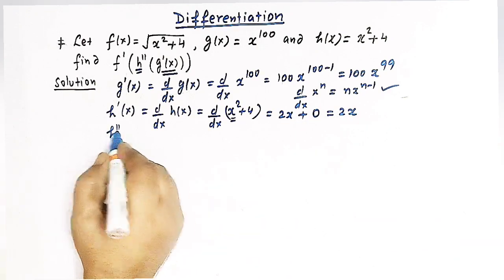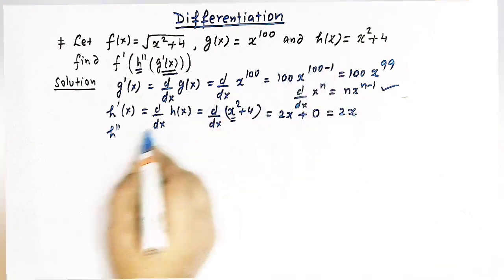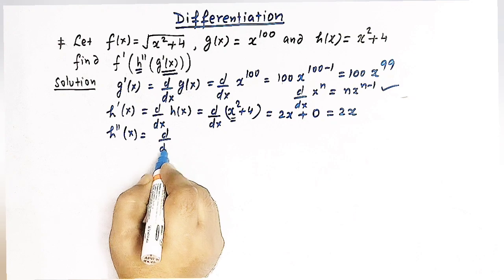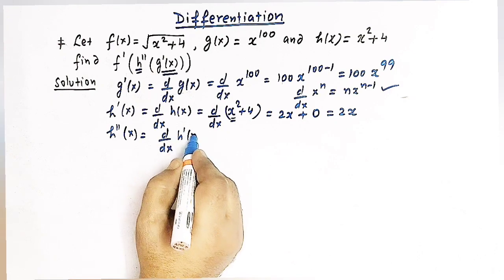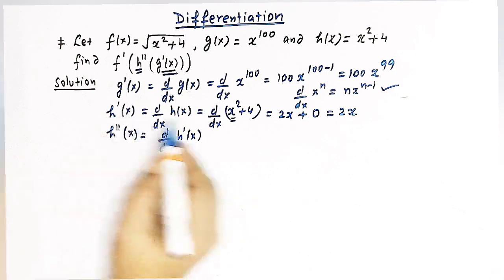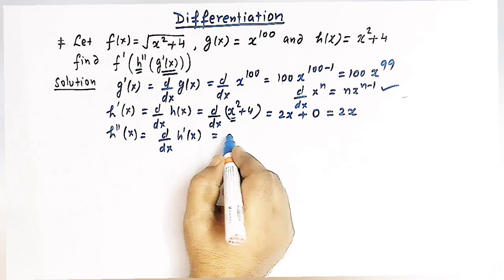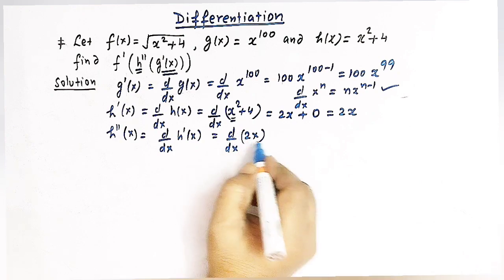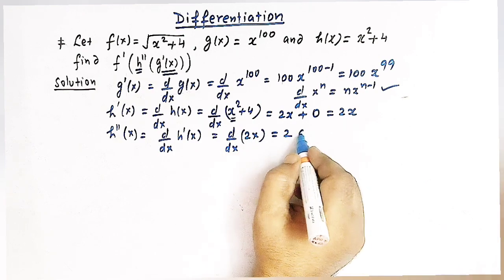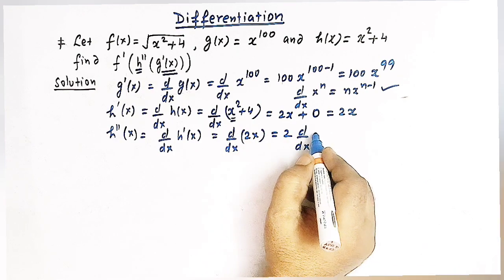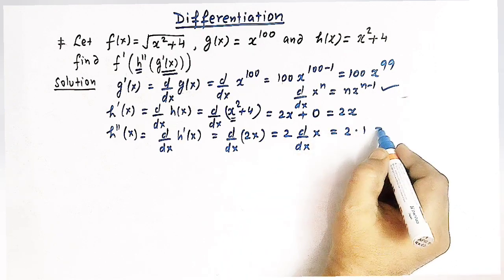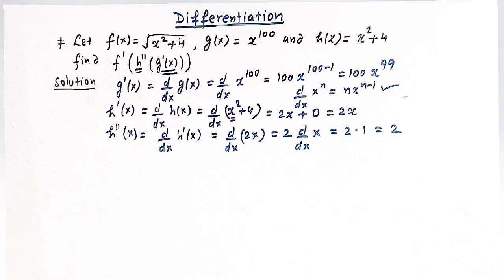Now the second derivative of h of x is given by d by dx of h prime of x, and h prime of x is equal to 2x. So we have d by dx of 2x, and here we have 2 times the derivative of x, and the derivative of x is 1, so here we have 2.